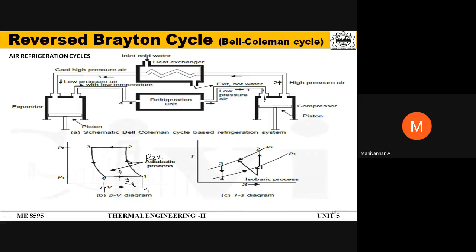Now we are totally reversing the cycle. Earlier in the Brayton cycle, here you had a heat rejection. Now here you have a heat absorption, from the cold space where you want it. So heat is absorbed, and the temperature is increased from 4 to 1.